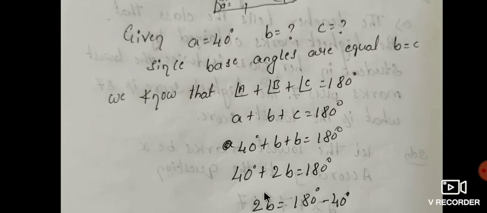But they given the value of A is 40 degree, but we don't know the value of B. As it is, the value of B is equal to C, means these two are equal. Instead of C, I will write B, that is equal to 180 degree. Therefore 40 degree plus 2B is equal to 180 degree. Next, 2B is equal to 180 degree minus 40 degree, which is 140 degree.